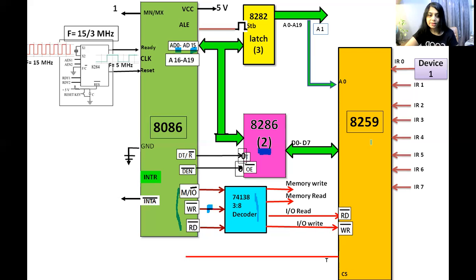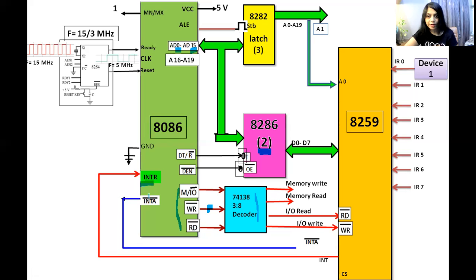8259 has an interrupt pin, that is the INT pin, which is active high, which is connected to the INTR pin of 8086, or we can also connect it to the non-maskable interrupt, that is the NMI pin of 8086. The interrupt acknowledgement pin of 8086 is connected to the interrupt acknowledgement pin of 8259.